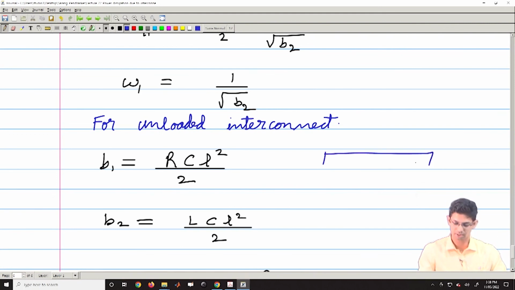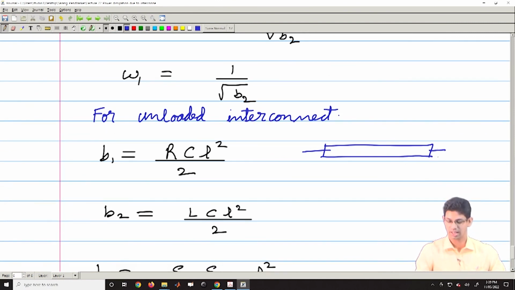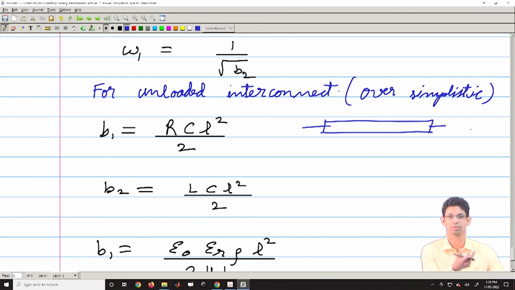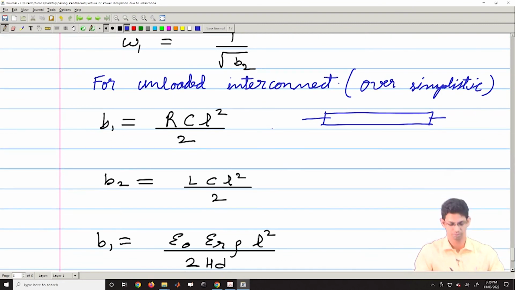Right now I am just considering this interconnect. This is a very oversimplistic scenario, because I am not considering any load. However, the dissipation is going to be in the load. But this will give us a starting point to understand how width is going to affect the delay, and then we will introduce the source resistance, the load capacitance and other terms.